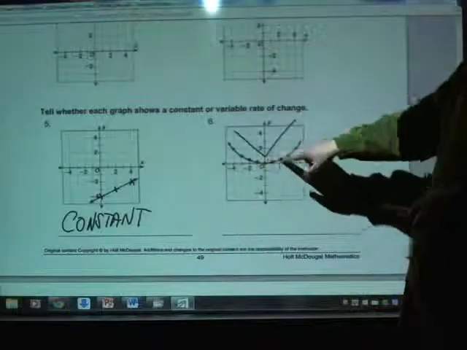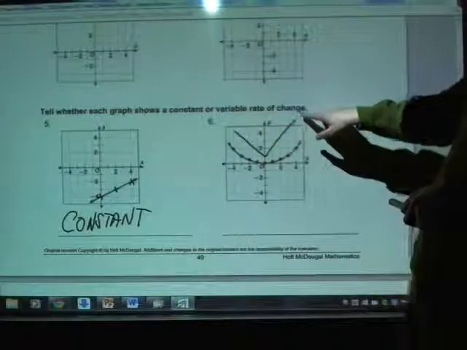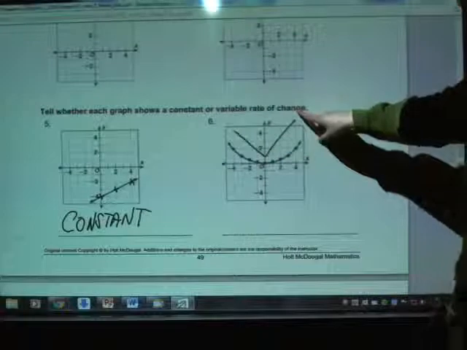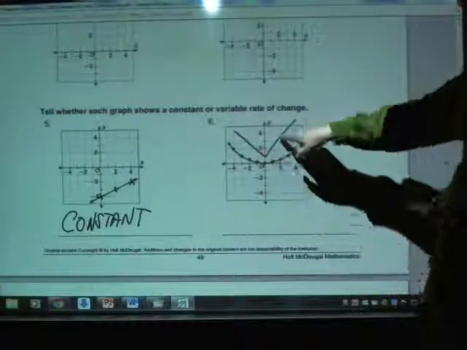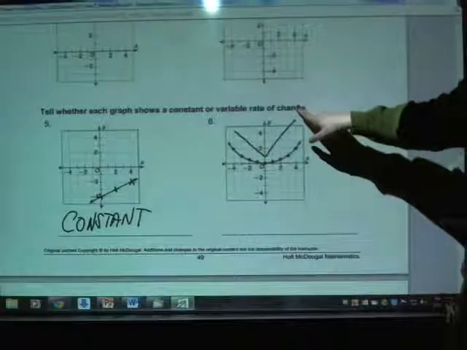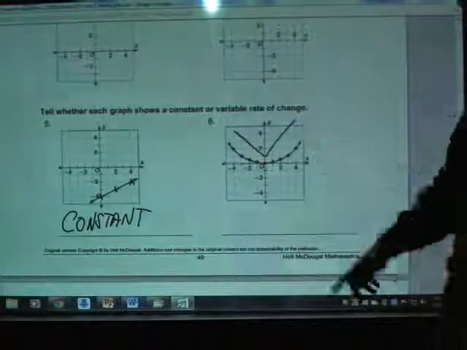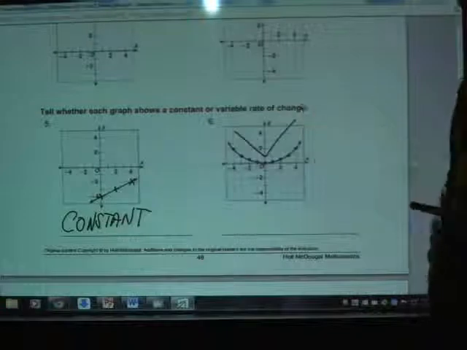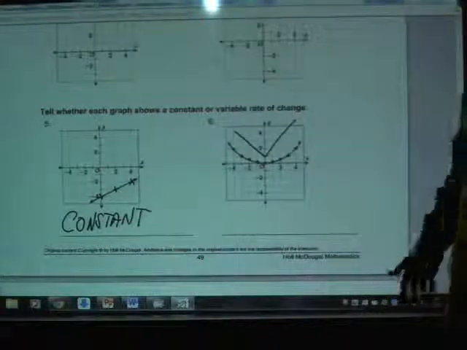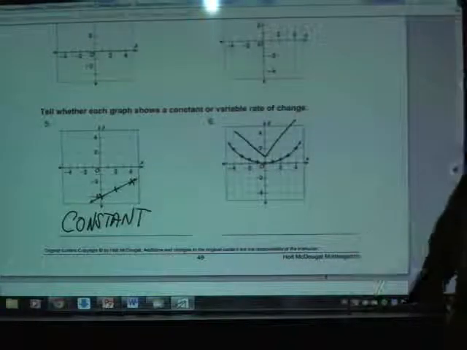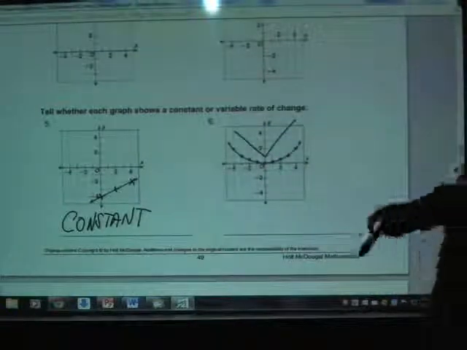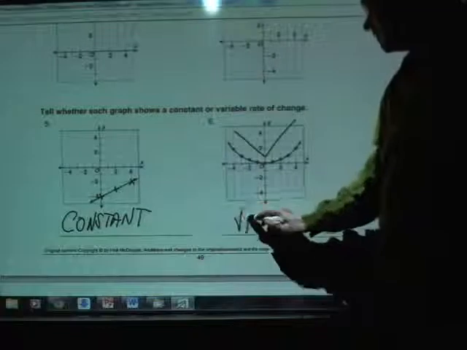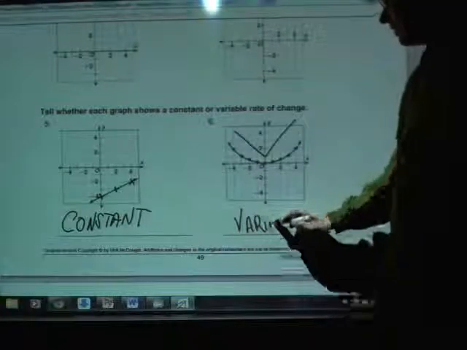All right? Well, when I come over here now, all of a sudden, the line is going up from left to right. So that would have a positive slope. Well, if this is a negative and this is a positive, that's going to defeat the idea of being a constant rate of change, because this would have to be a negative number, this would have to be a positive number. That's what variable means. It's different. Right? It would be different over here than it is over here. Absolutely it is. So the answer to number 6 is that it shows a variable rate of change.